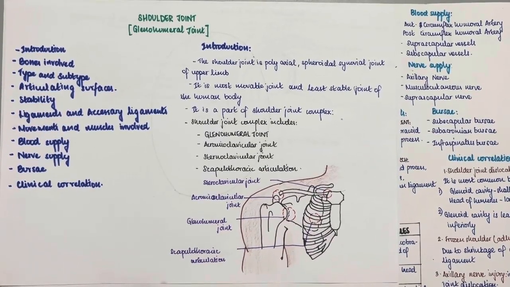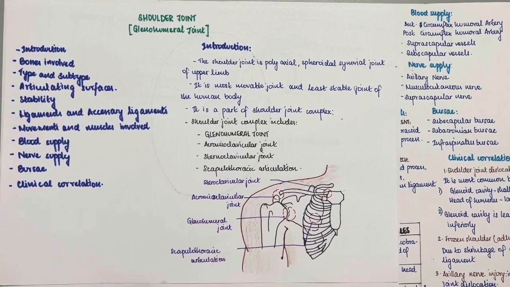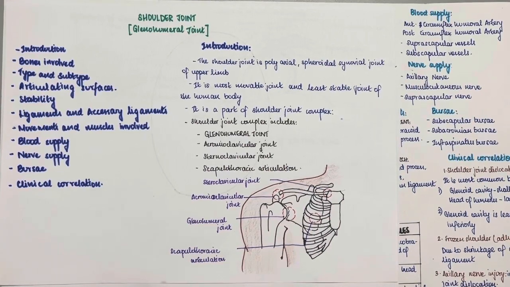So today we are going to see about the shoulder joint. It is a very important essay question for your anatomy university exam. The shoulder joint is also called the glenohumeral joint. Let's see the shoulder joint under 11 topics.